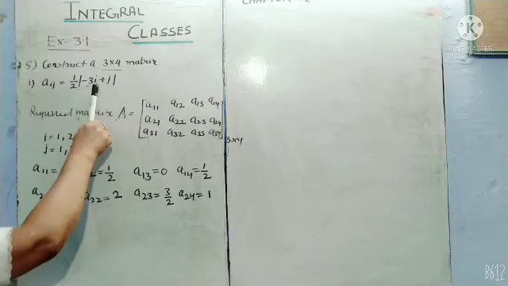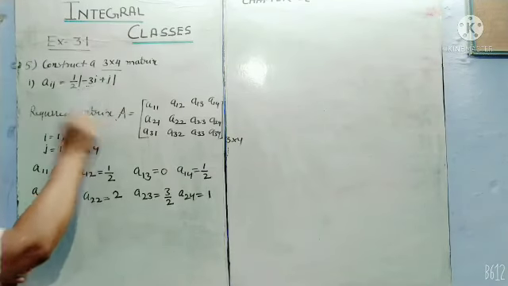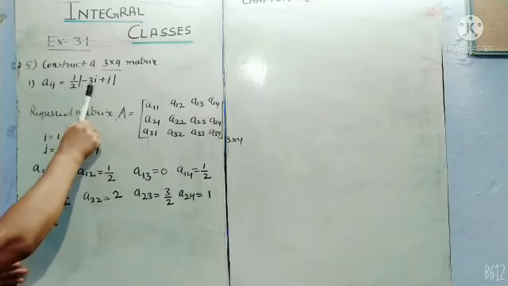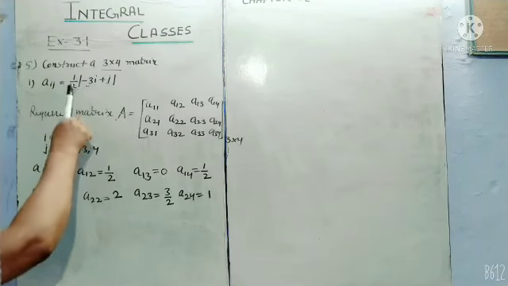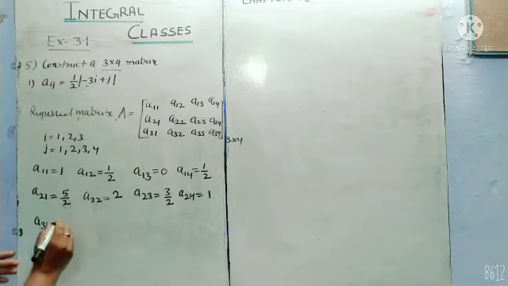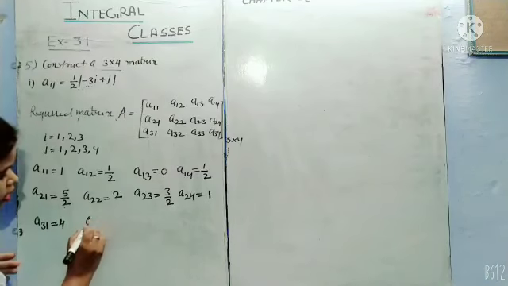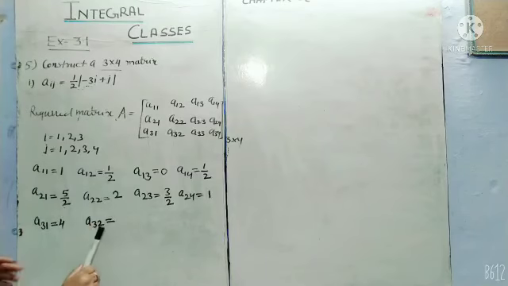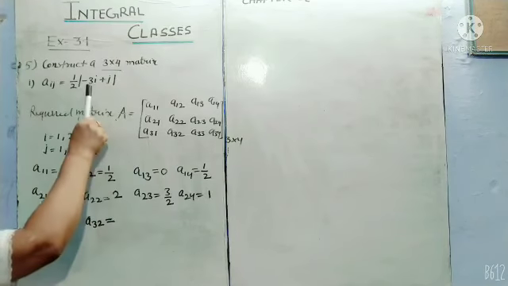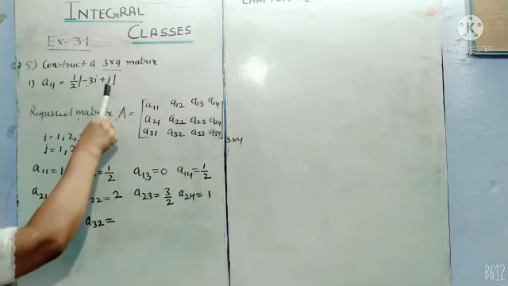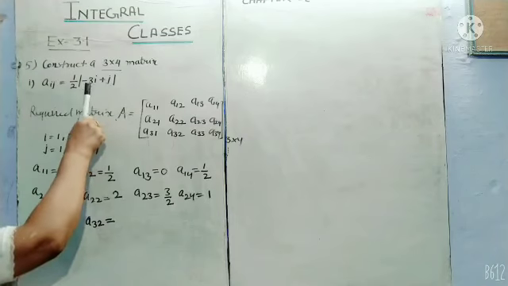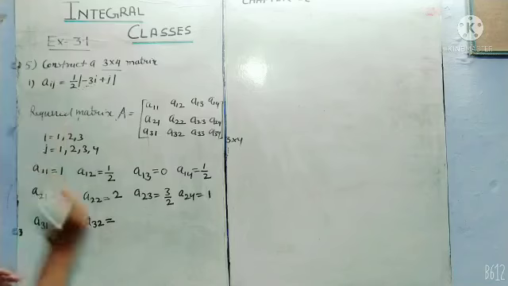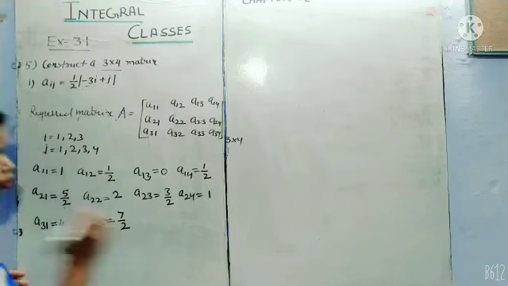Then i equal to 3 and j equal to 1. 3 times 3 is 9, minus 9 plus 1, minus 8. Minus 8 will become positive 8. 8 into 1 by 2, 4. A32 means third row and second column. Again 3 times 3 is 9, minus 9 plus 2, 7, minus 7. It will become plus 7, and 7 into 1 by 2.